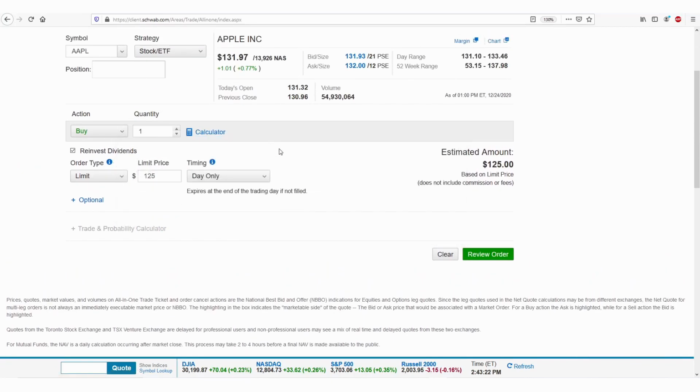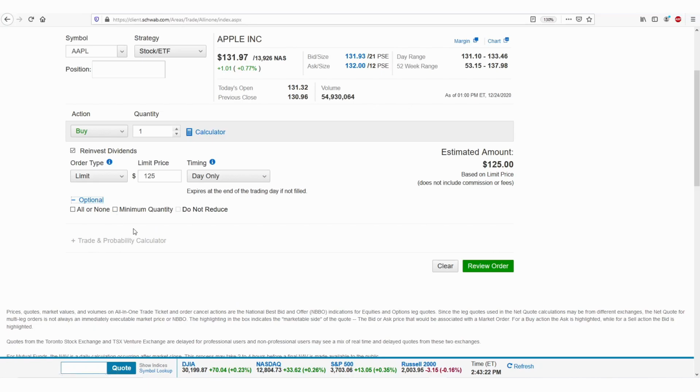Underneath the order type, there's also this optional button. If you hit the optional button, it'll show that you can select all or none, which indicates if you want the order to execute buying the entire quantity you want or none of the quantity. So let's say you weren't buying just one share, but you're buying 2 shares. If you hit all or none, that means the order will only execute at the price you want for the whole quantity, or you won't purchase any of the quantity at all.